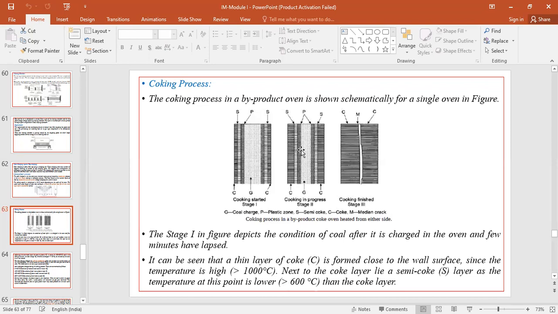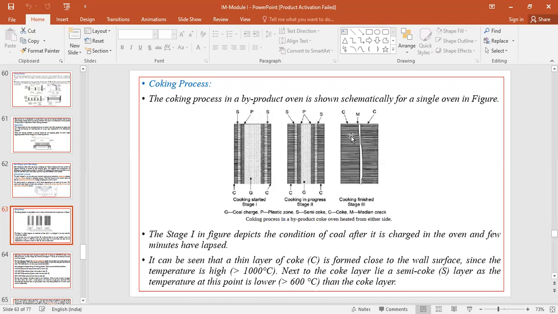So in this way, in the bidirectional mode, on both sides of the oven, the left side as well as the right side, the cooking is taking place because the heat is transmitting along the walls of the oven towards the center.